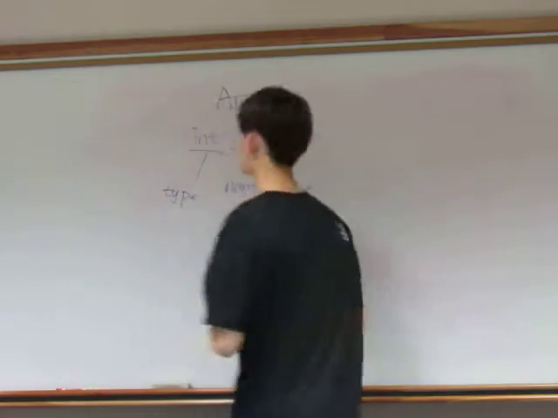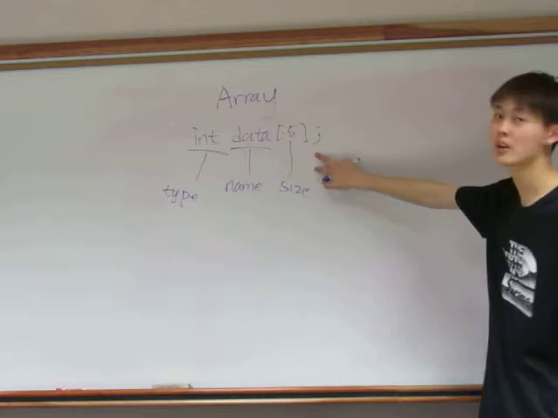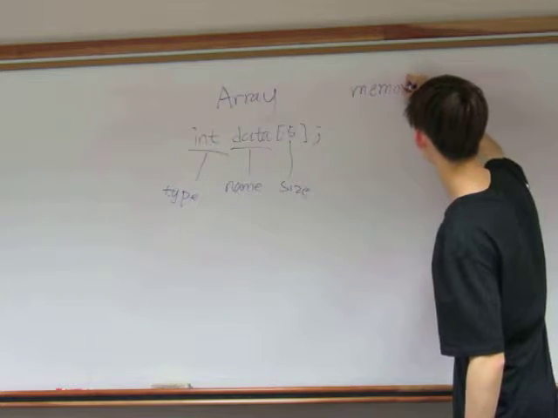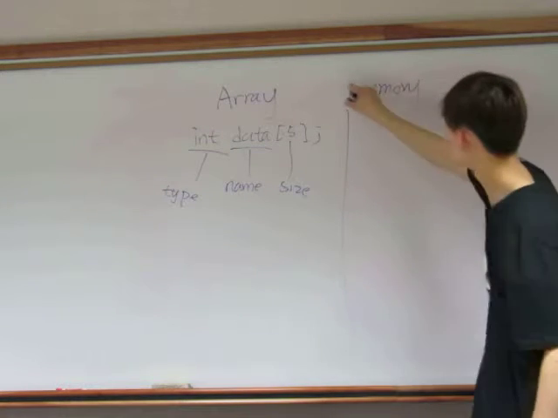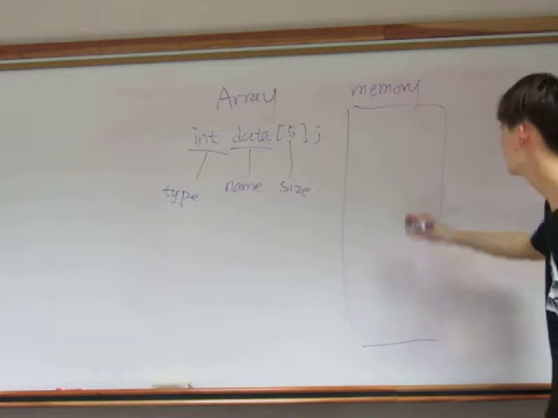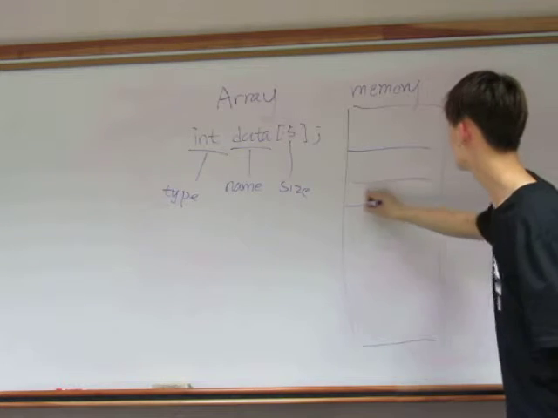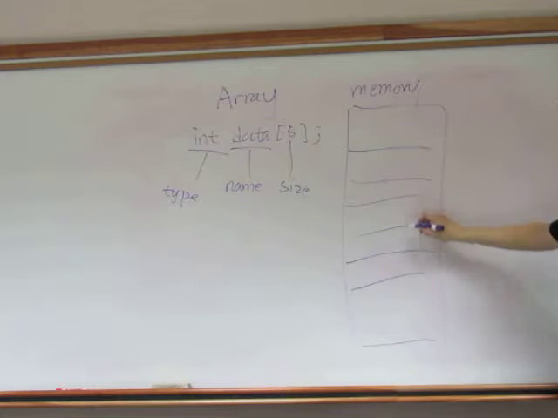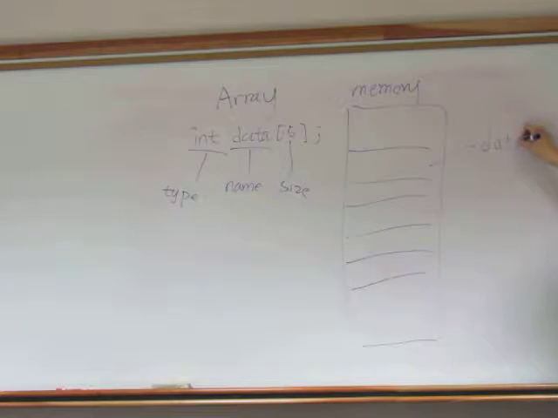Like I said, the elements are in consecutive memory. So if we were to look at the memory of this array, it would have 5 chunks together. The first chunk is also the base address of the array, and this first chunk is the first element.